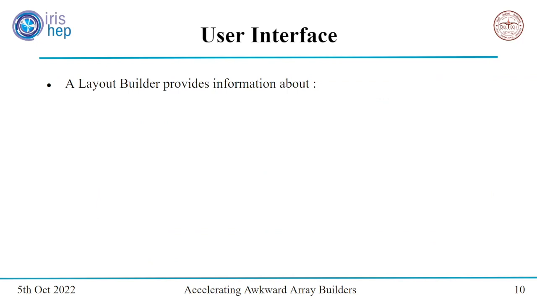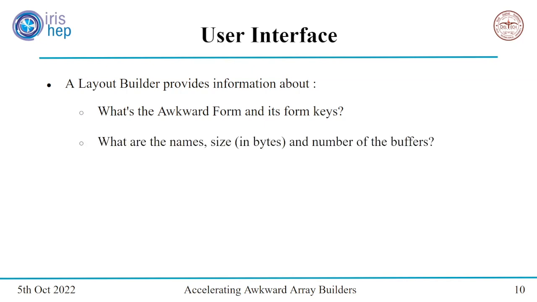So the layout builder provides information about the following. First is what's the awkward form, which is basically a unique description of the awkward array and returns a JSON-like string and its form keys. What are the names, size, and the name of the buffers? For this, we map the node names to the number of bytes of the nodes. At this point, the buffer is still a sequence of panels. This is an internal implementation detail to extract the data because we already have the ak.from_buffers function.